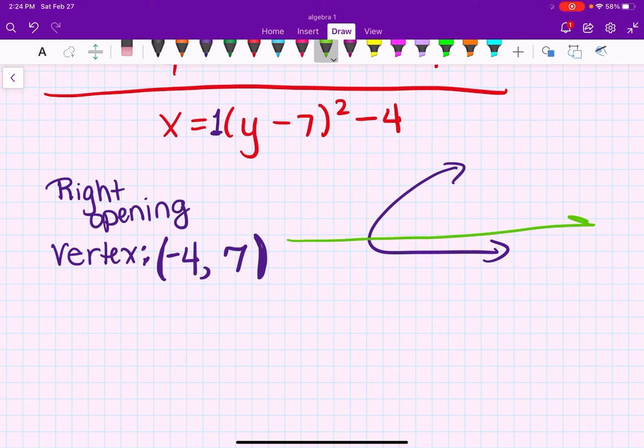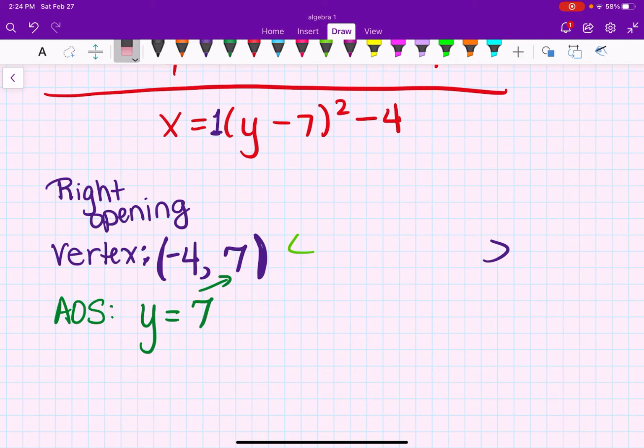That means if I draw my axis of symmetry, it's going to be a horizontal line. So my axis of symmetry is going to be y equals, and then I use my y value for my vertex. It's y equals 7. Okay? Now let's see. I think I got everything I need, and here's where we see how well I can do.